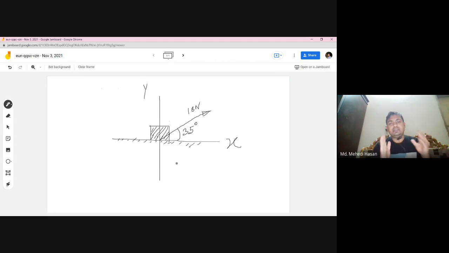So the top view means you are seeing the object from the top. If you consider the floor, the box is on the floor, and we are not seeing the side view, we are seeing it from the top. So just imagine it. In that case, due to the application of this 80 Newton force, just imagine the box is on the floor and you are pulling the box with 80 Newton force, attaching a string from a corner.